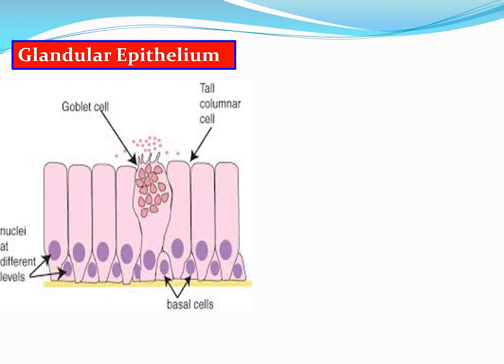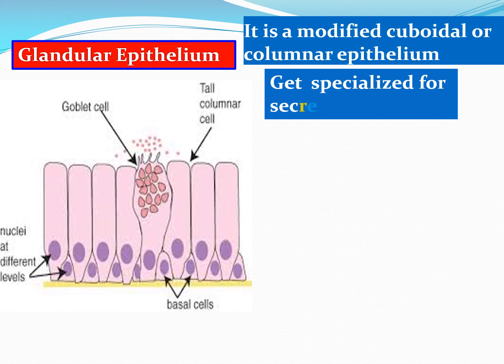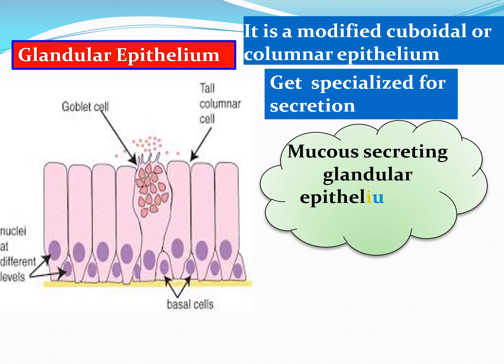And the next one is glandular epithelium. It is a modified cuboidal or columnar epithelium. It gets specialized for secretion. Mucus secreting glandular epithelium are called goblet cells.